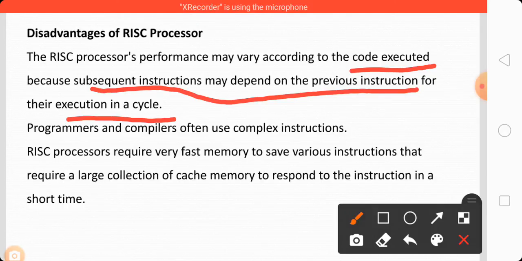The RISC processor performance may vary according to the code executed because a subsequent instruction may depend on the previous instruction for its execution cycle. So this is the first disadvantage. Processor performance varies or is changeable. Performance is not fixed, because the code executed, a subsequent instruction may depend upon the previous instruction.